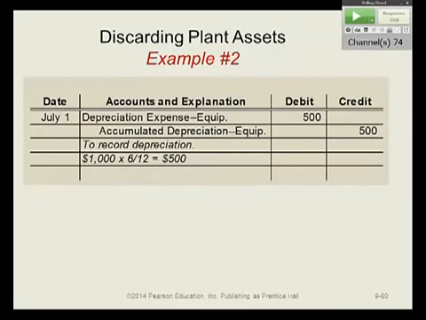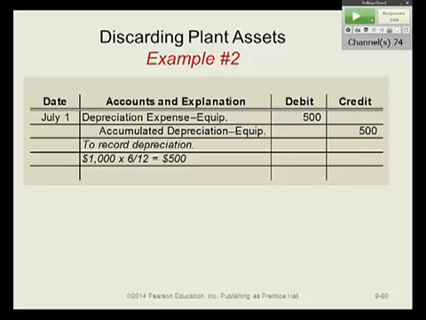So normally you would make the entry on when? December 31st, but we're making this entry on July 1. It's a mid-year sale, a mid-year disposal, and therefore we have to make the entry at that point. And then when we sell the asset, remember we have to remove the cost and the accumulated up to the date of the sale. So let me go back to the T accounts.